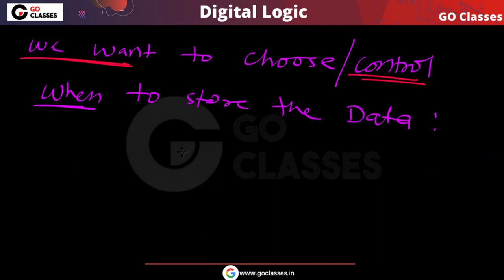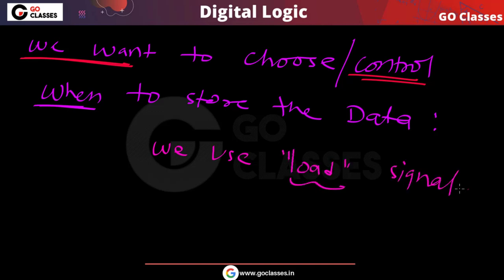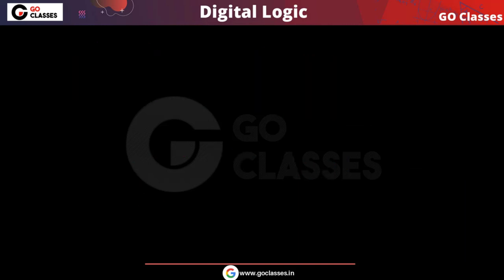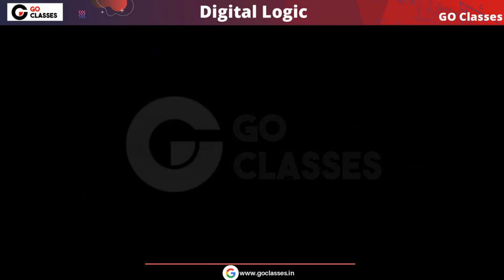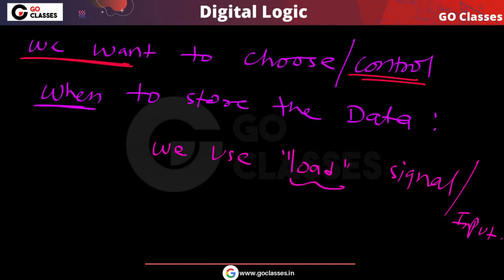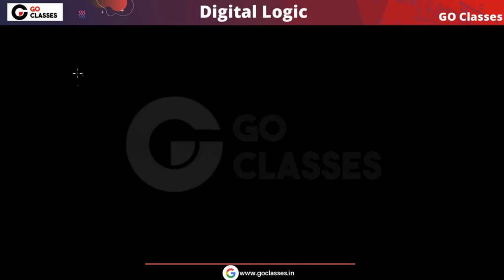To control that, we need something called a load signal. We use something called load, a load signal, or you can say a load input. It means that whenever this load is 1, then the data should be stored, and when this load is 0, then the data should not change. So this is what we want.